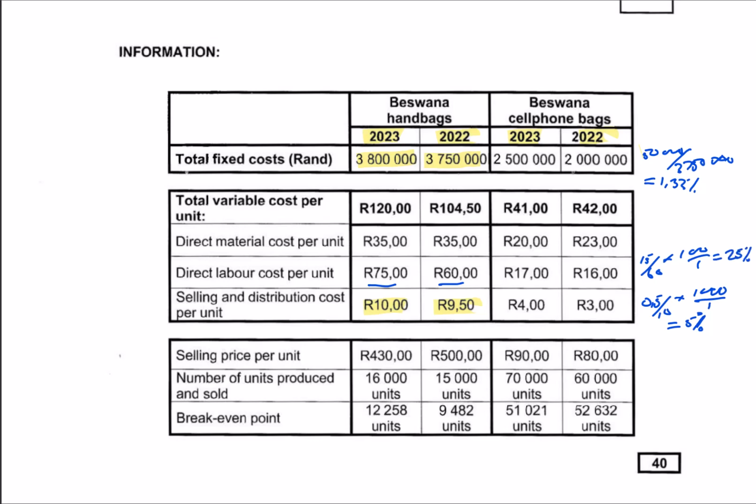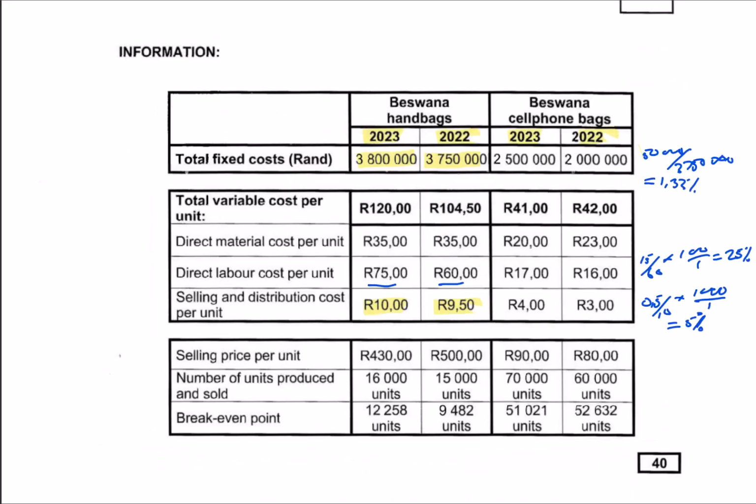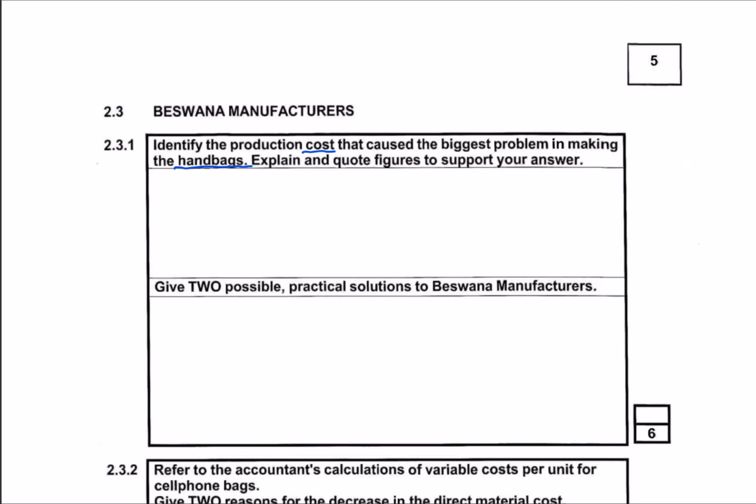So which one caused more? I remember here we just have total variable cost, so they come from this. So what caused the most? So direct labor cost caused the biggest problem in making the handbags.